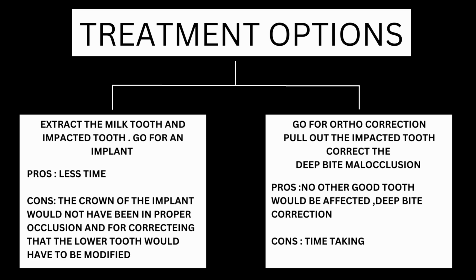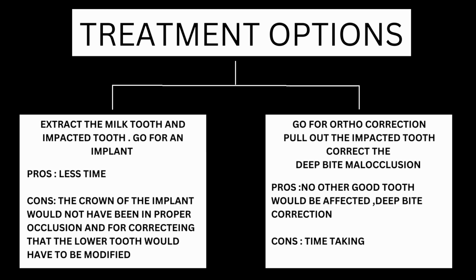On the basis of the evaluation, we discussed two treatment plans with the patient, along with their pros and cons. In the first plan, we could go for extraction of the milk tooth and the impacted tooth and replace it with an implant. The main advantage of this plan was that it would take less time. But the disadvantage was that the crown of the implant would not have been in proper occlusion, and for correcting that, the lower tooth would have to be modified.